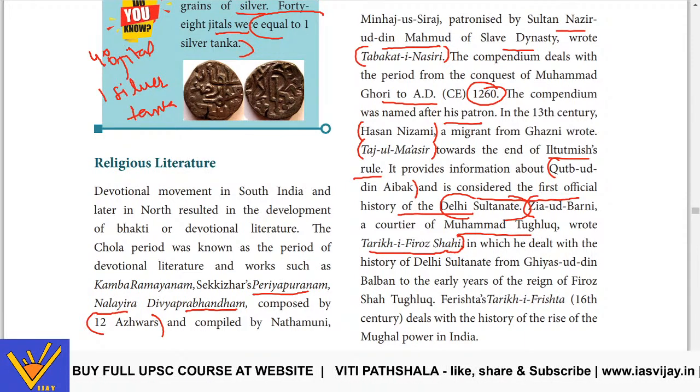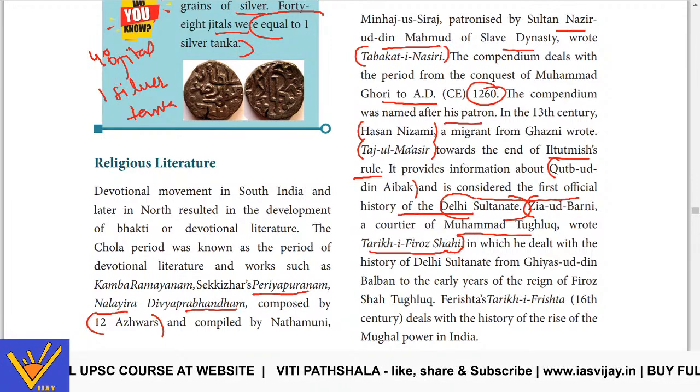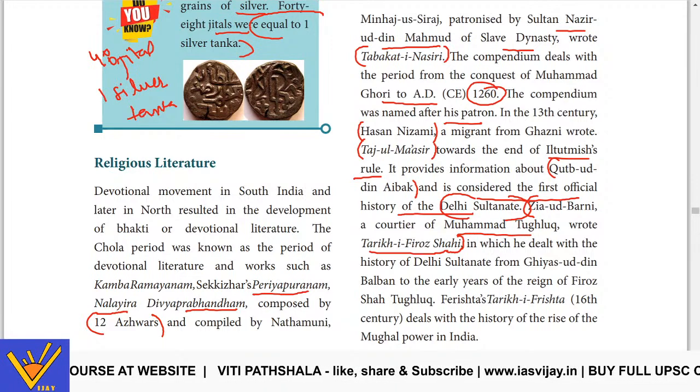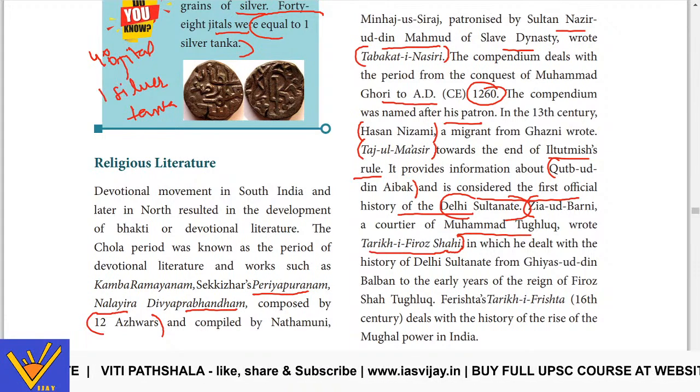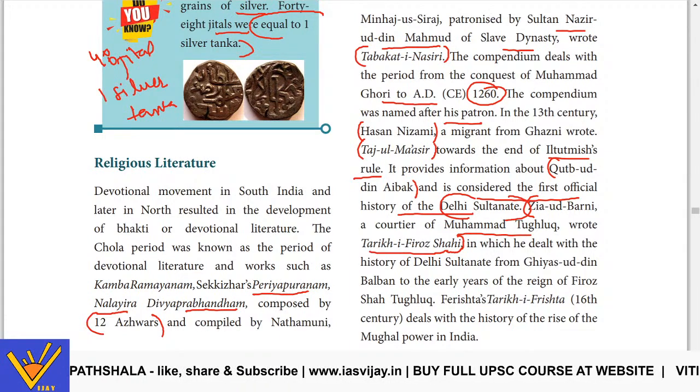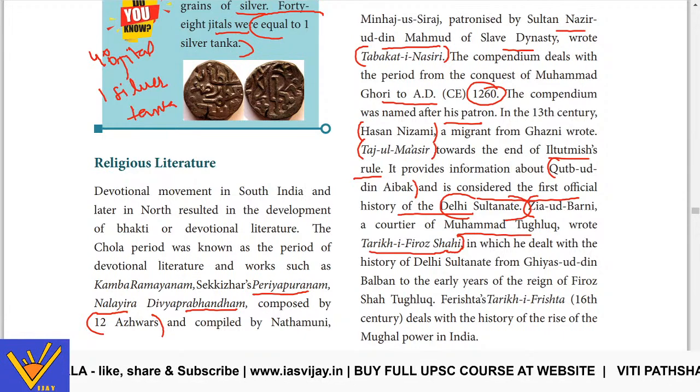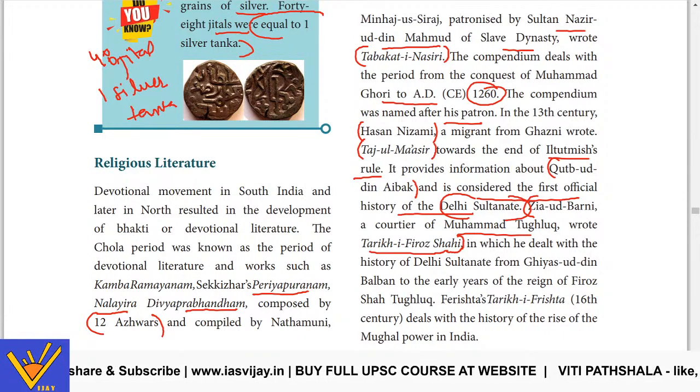In it he dealt with the history of the Delhi Sultanate, from Ghiyasuddin Balban to the early years of the regime of Firoz Shah Tughlaq. And Firishta's Tarikh-i-Firishta deals with the history of the rise of Mughal power in India.